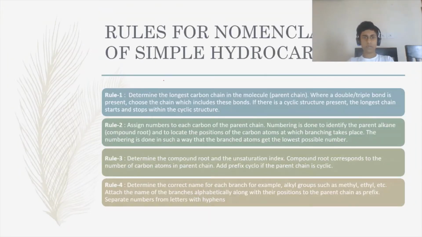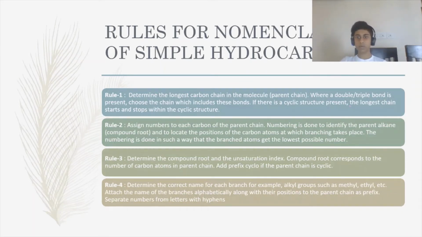Now let's look at the rules for nomenclature of simple hydrocarbons. Simple here means that it's a saturated hydrocarbon and it does not have any functional group, and the only substituent here is a methyl or ethyl, an alkyl group in general. We have five rules actually. The first rule is to determine the longest carbon chain in the molecule, which is known as the parent chain. We discussed this even in chain isomerism.